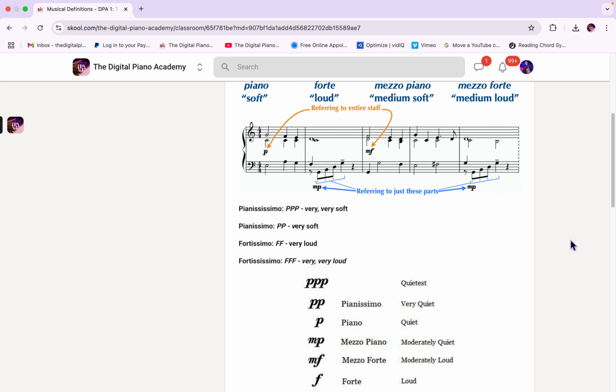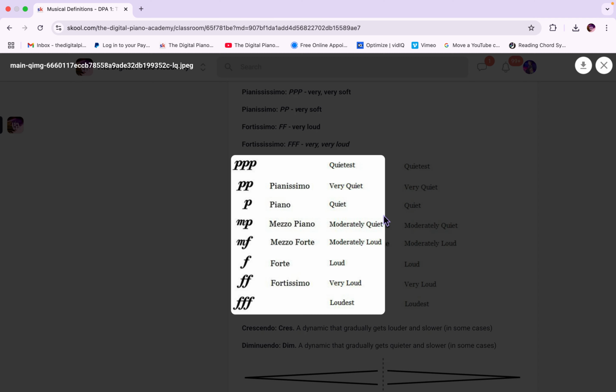Some other dynamics include pianissimo, which is very soft, pianississimo, which is very, very soft, fortissimo, which is very loud, and fortississimo, which is very, very loud. Okay, and then here is also another rundown or chart for you to follow, where you have the quietest, then very quiet, quiet, then you have moderately quiet, moderately loud, forte, which is loud, fortissimo, and fortississimo.